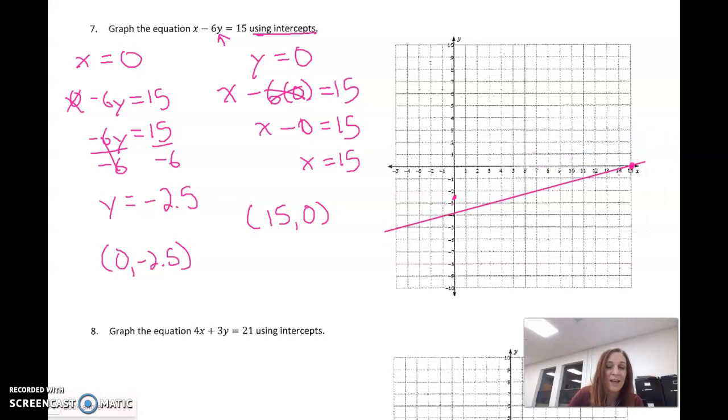And again, remember, the graph of a linear equation is a line. This line represents all the solutions, all the pairings. I could pick any point on this graph, and it would make this a true statement. We'd get 15 equals 15.